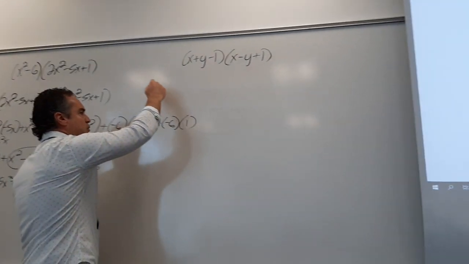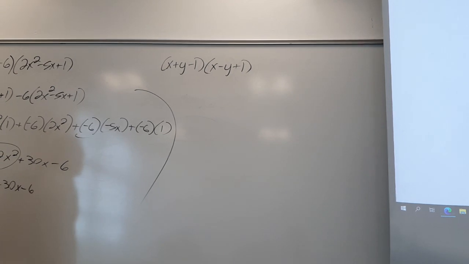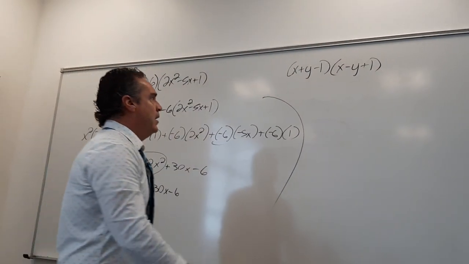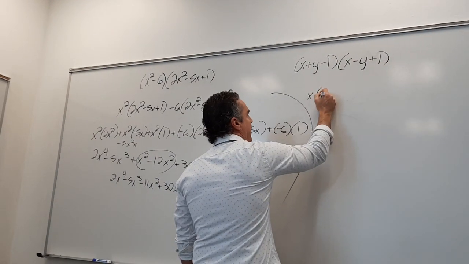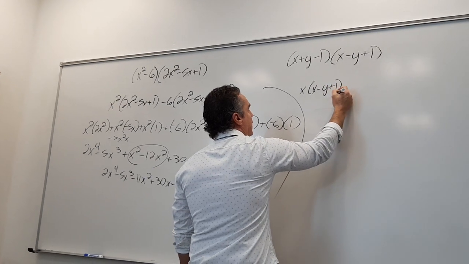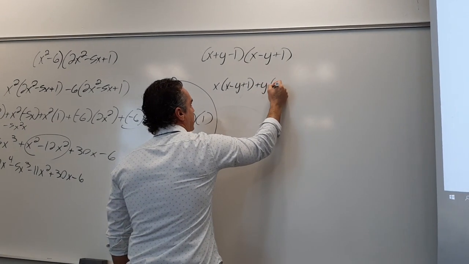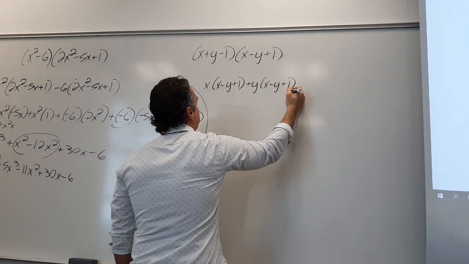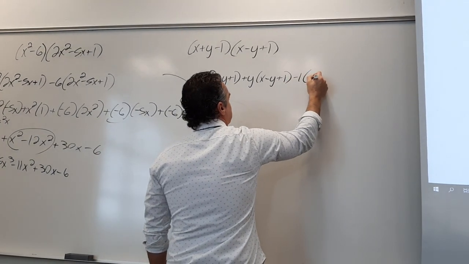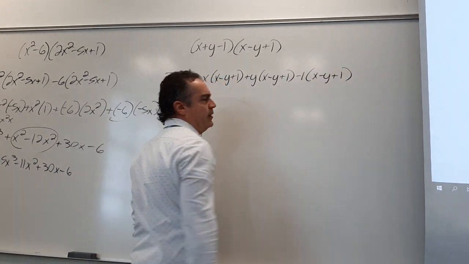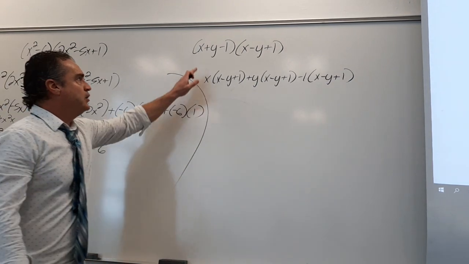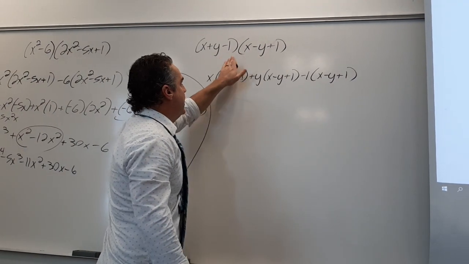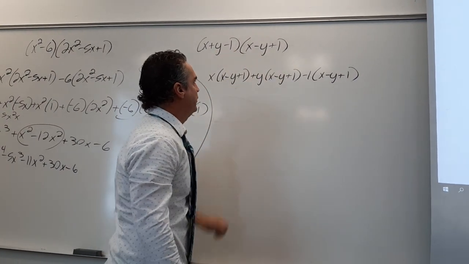Okay, last one right here. Okay, let's do this together. I'm going to have x times x minus y plus 1. I'm going to have plus y times x minus y plus 1. And I'm going to have minus 1 times x minus y plus 1. Y'all agree? See what I did? I took x multiplied times this parentheses, y times this parentheses, negative 1 times that parentheses.